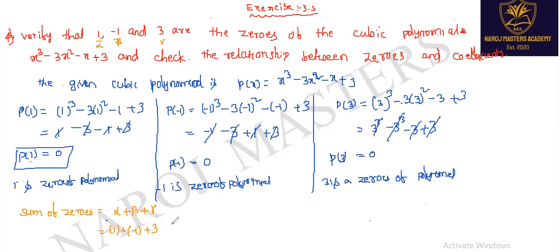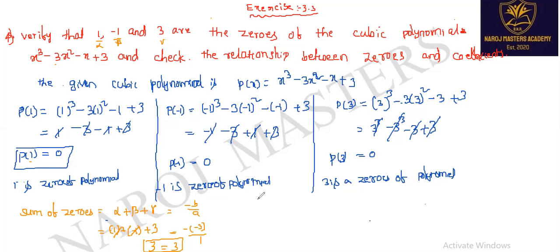That equals minus b by a. What is b here? In this cubic equation, b is minus 3. That equals minus of minus 3 by a, which is 1. So here plus 1 minus 1 cancel, 3. So 3 equals, minus into minus is plus, 3 equals 3. Sum of zeros is correct. LHS is equal to RHS.